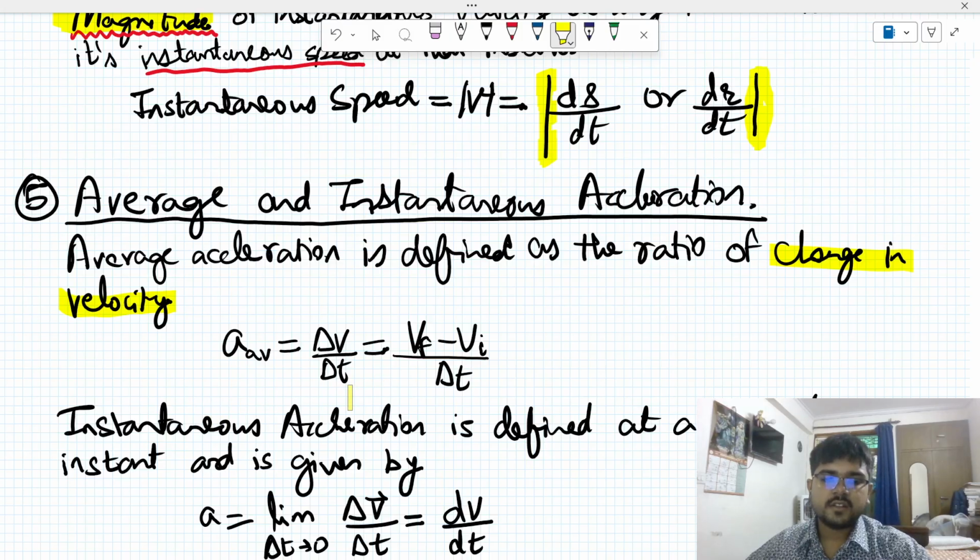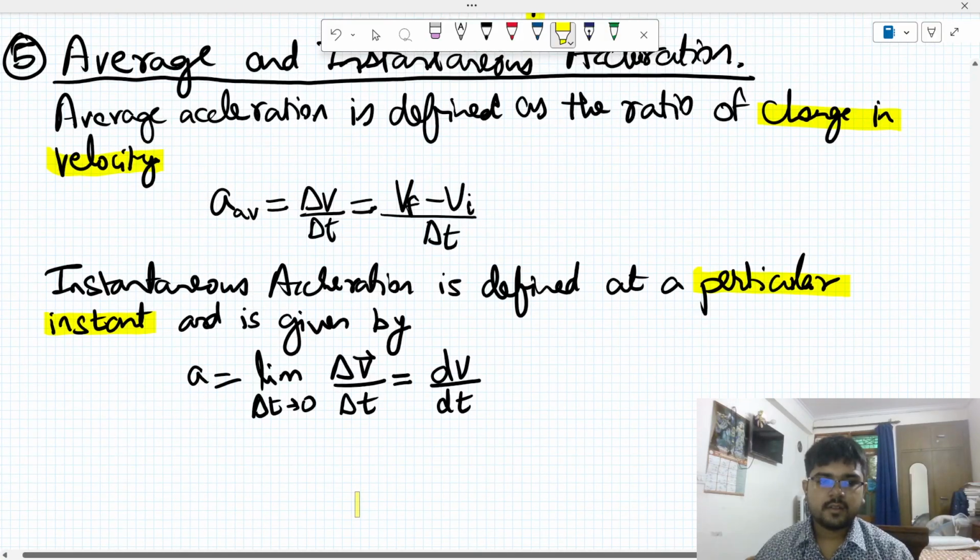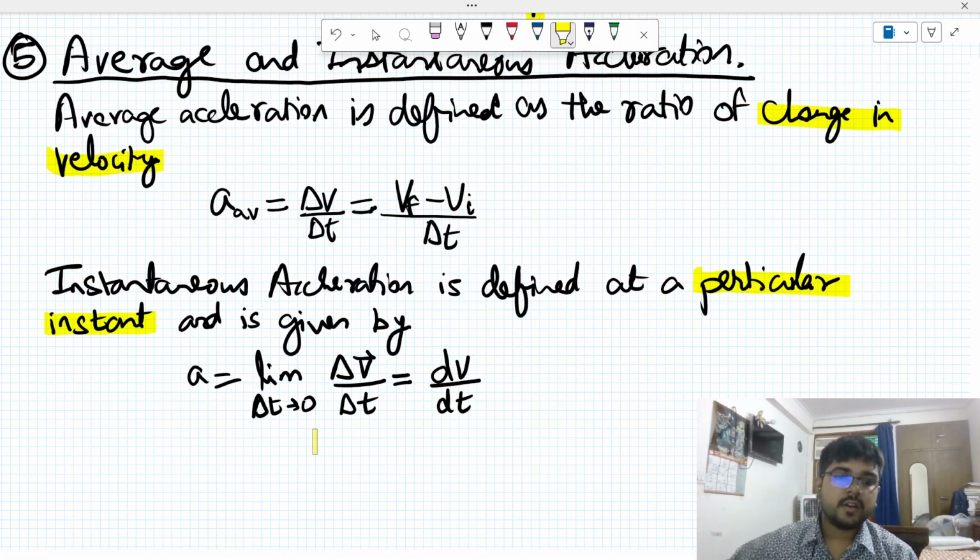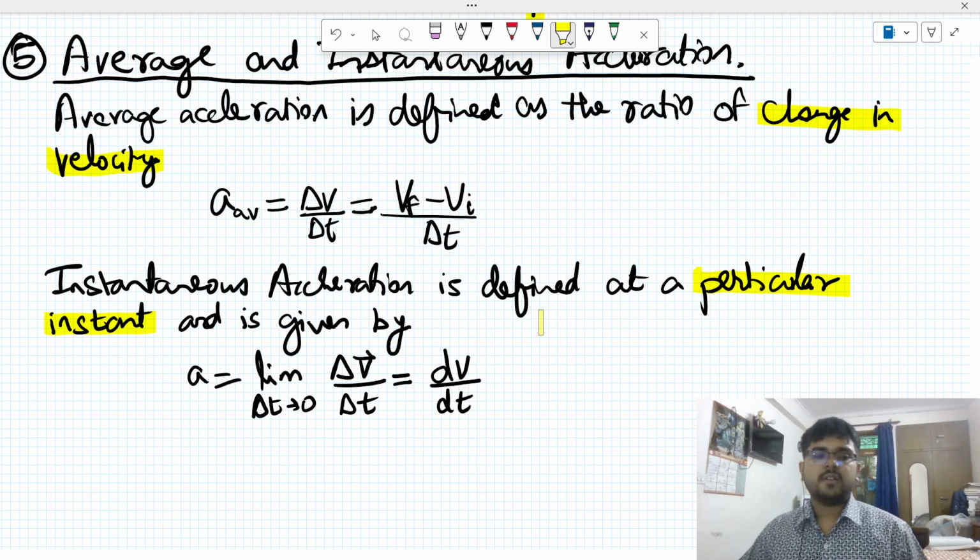And instantaneous acceleration is defined at a particular instant, and it is given by limit delta t tends to 0, delta v vector by delta t. So that is how we calculate the instantaneous acceleration. Delta t tends to 0 here. We have to remember this.